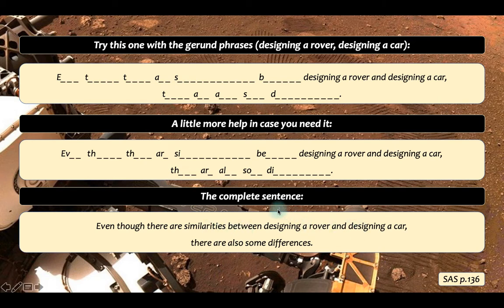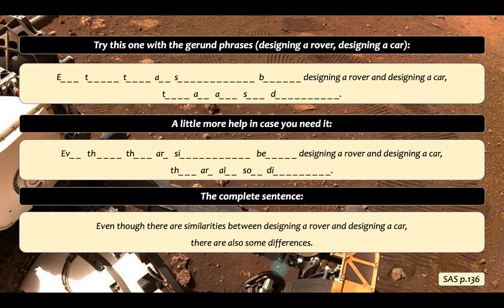I notice that I'm using a gerund here, but this part of the sentence doesn't change if this is a gerund or if it's a noun or a noun phrase. The structure of the sentence will be the same. And also notice that, again, I'm using plural noun forms, similarities, differences.